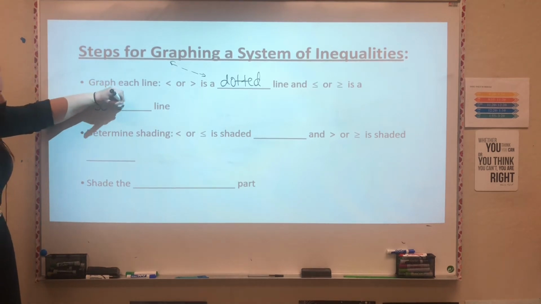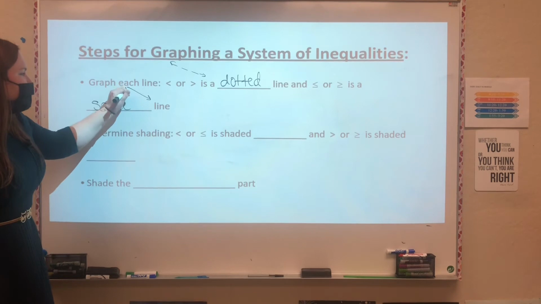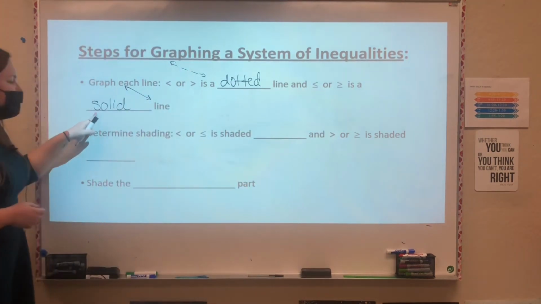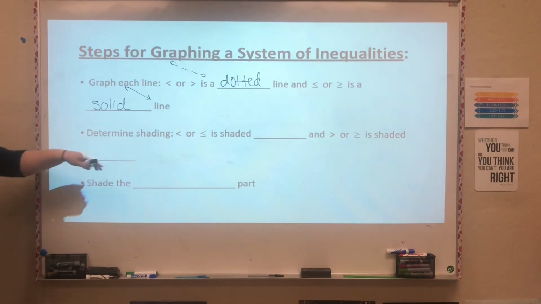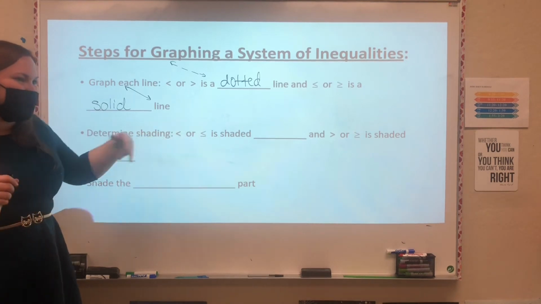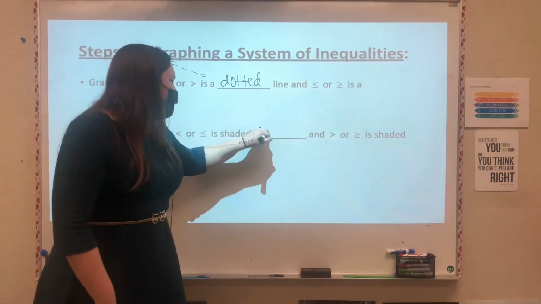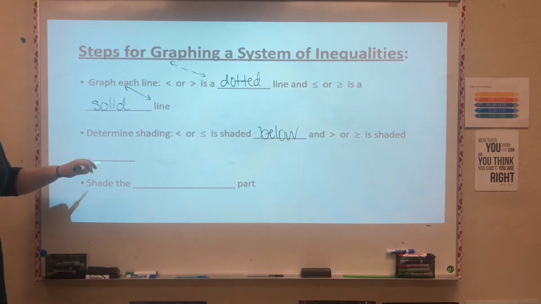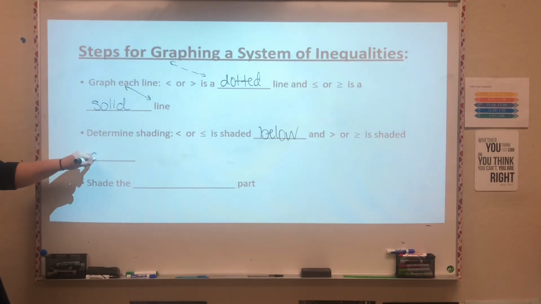Nice. Which is the line we're used to using. Both of our inequalities in that last one had these, which is why we were using solid lines. Then for the shading, I already heard you using some of these words when you were describing it earlier, but for those less than signs, you would shade below. Yep. We shade below the line, and then for the greater than signs, it's shaded above. Yep.